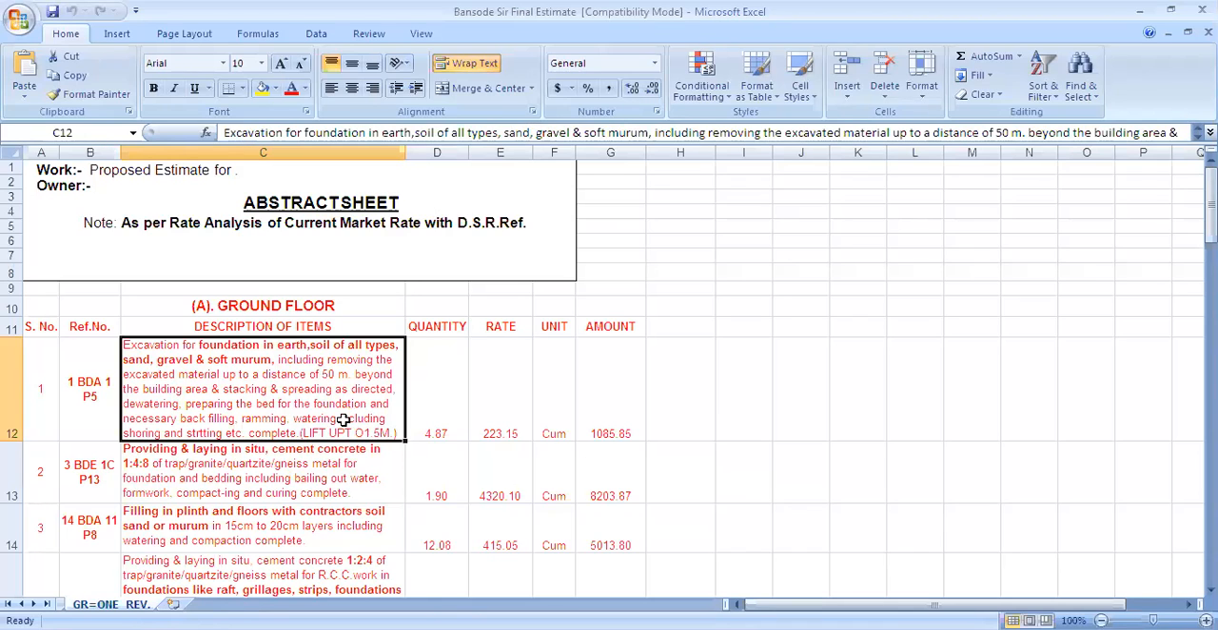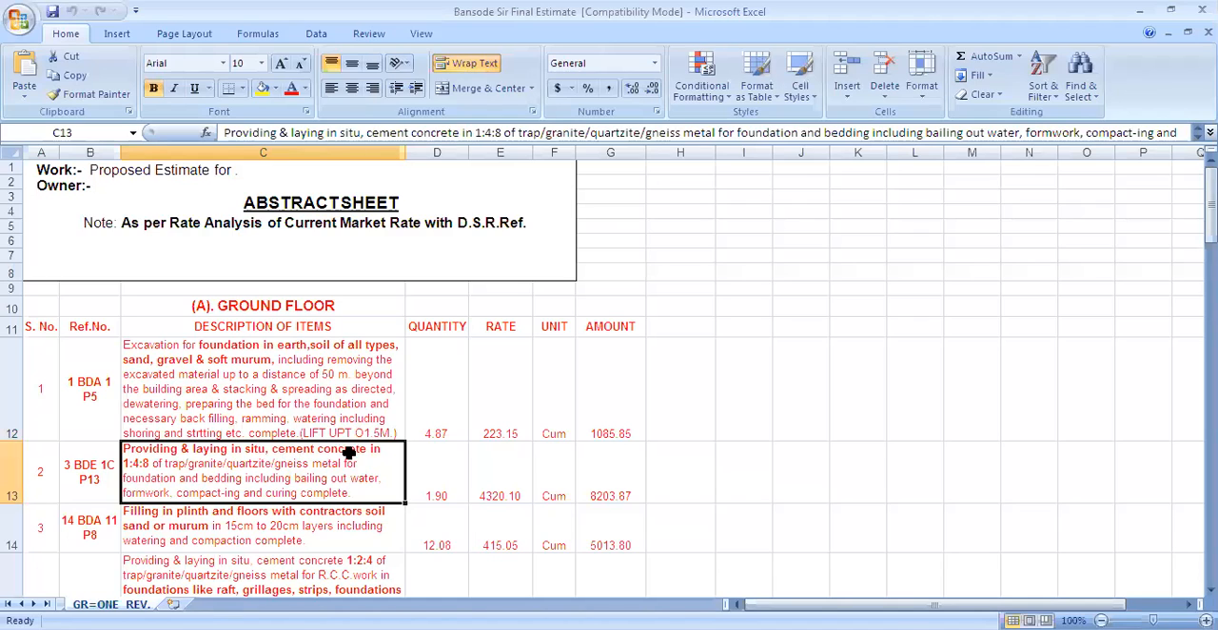Okay, just one example I have shared. Then the second example, that is for the PCC. See how they have written: providing and laying in situ cement concrete in a proportion of 1:4:8, that is M10 concrete, of trap, granite, quartz or gneiss metal, that is your coarse aggregates, for the foundation and bedding, including bailing out the water, formwork, compacting and curing complete. So that is for the PCC, they have mentioned such a description.